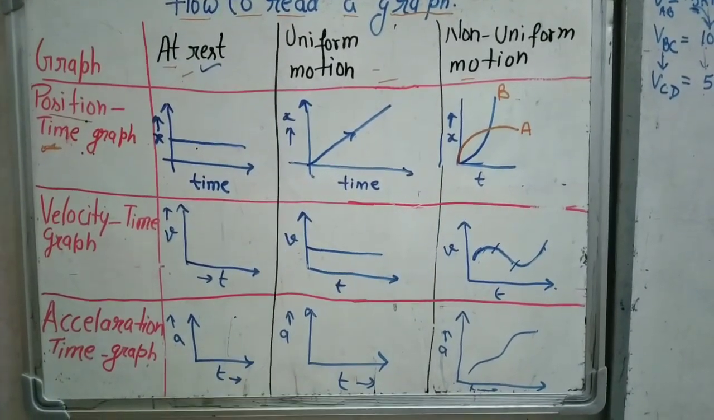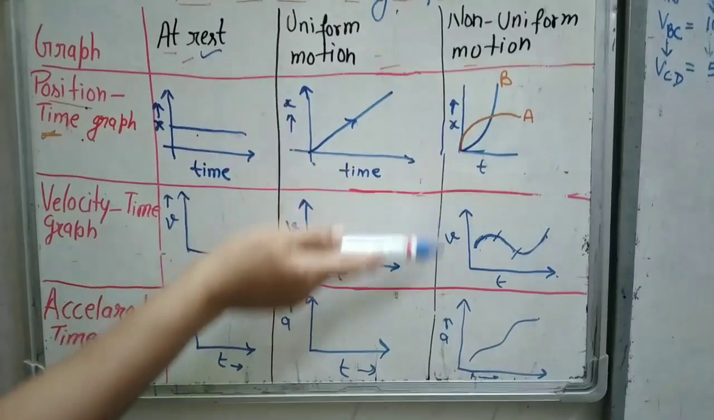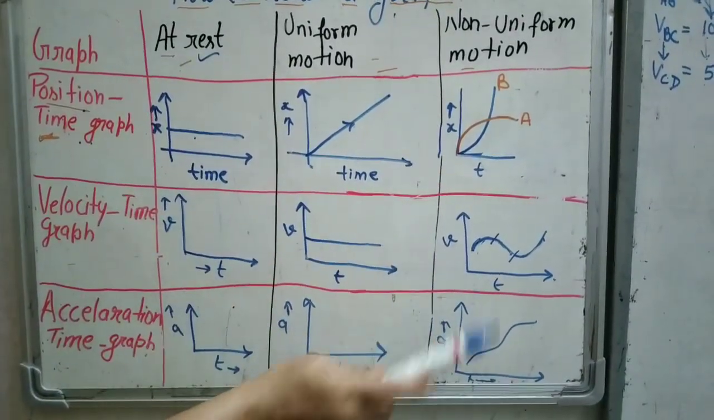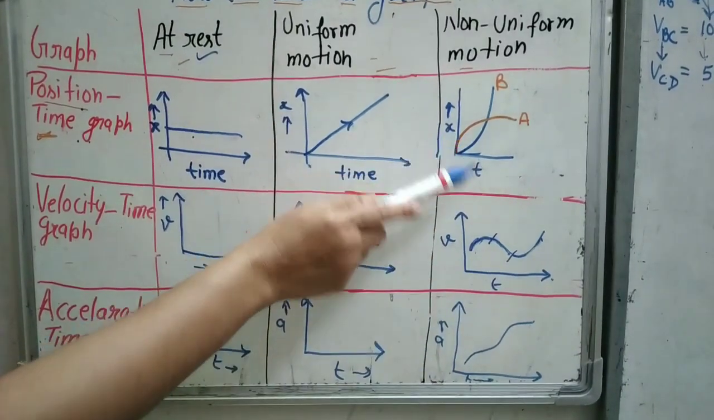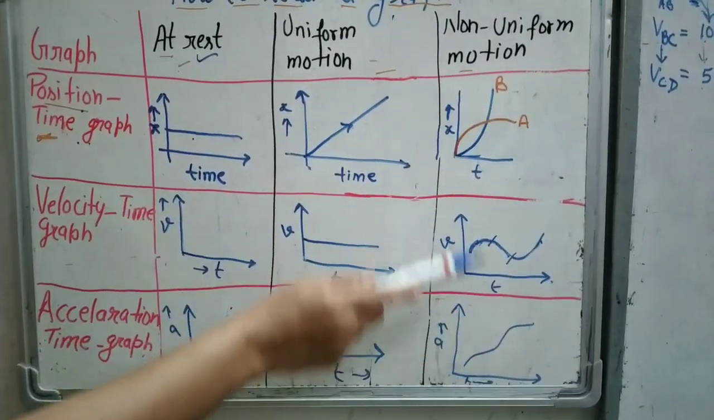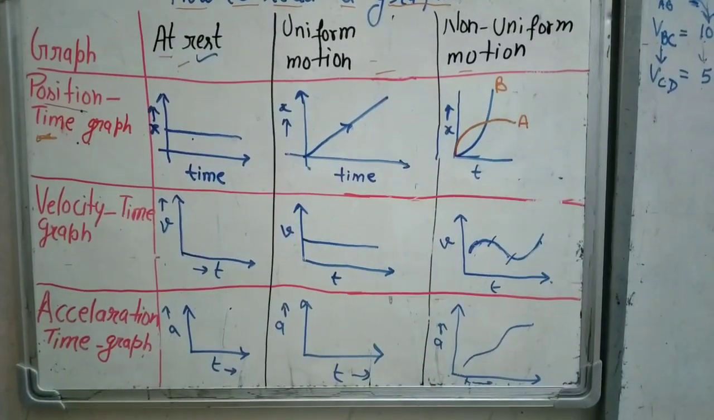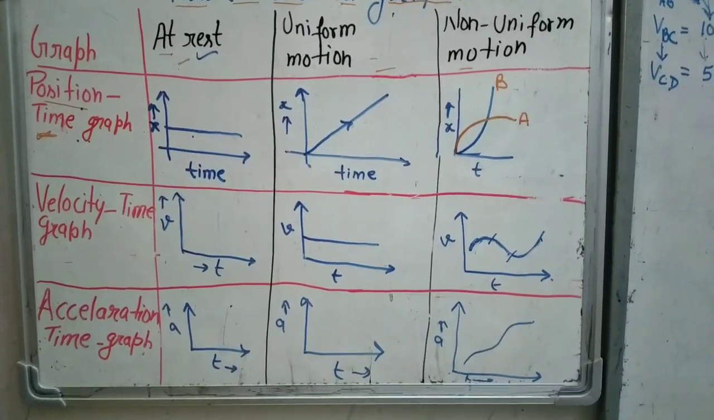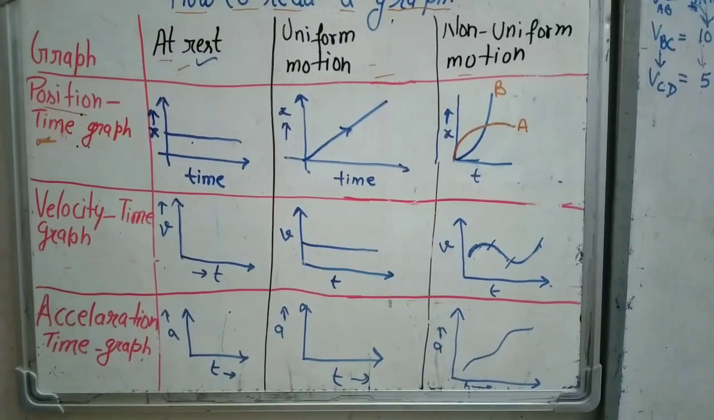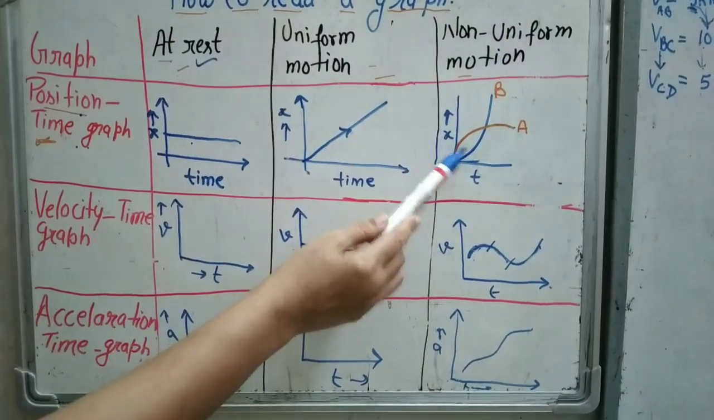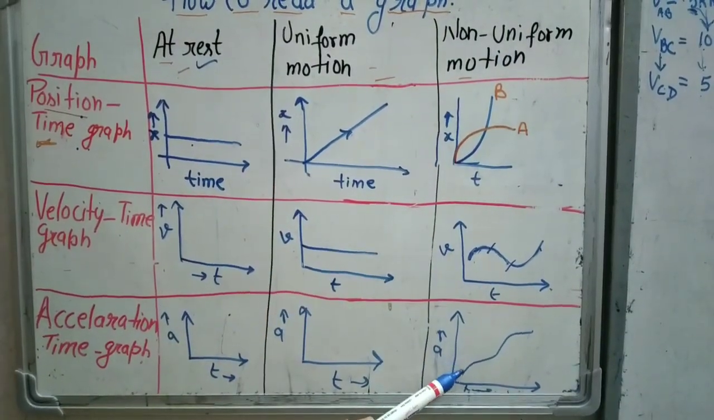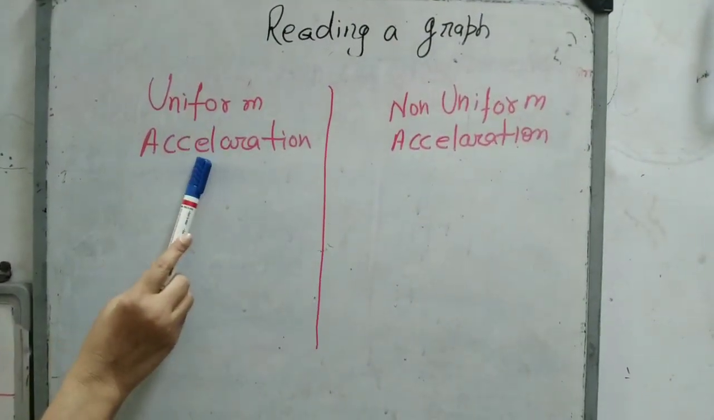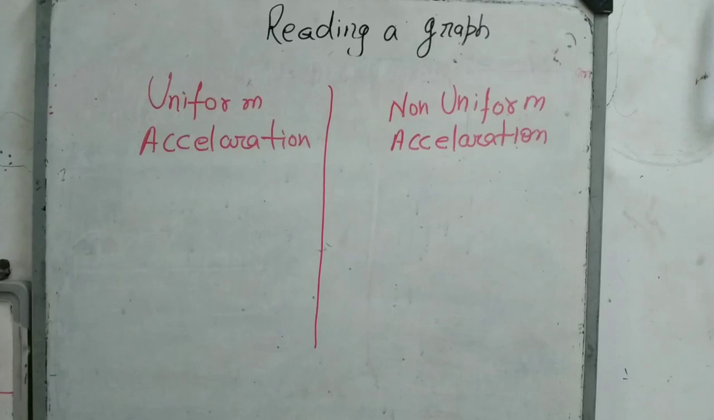So students, can you observe that in non-uniform motion, whether it is the position time graph or velocity time graph or acceleration time graph, we always have a curve line. That curve indicates that the displacement with time is not constant. So only in non-uniform motion will we always have a curve line. You can also understand the graph of uniform acceleration and non-uniform acceleration.